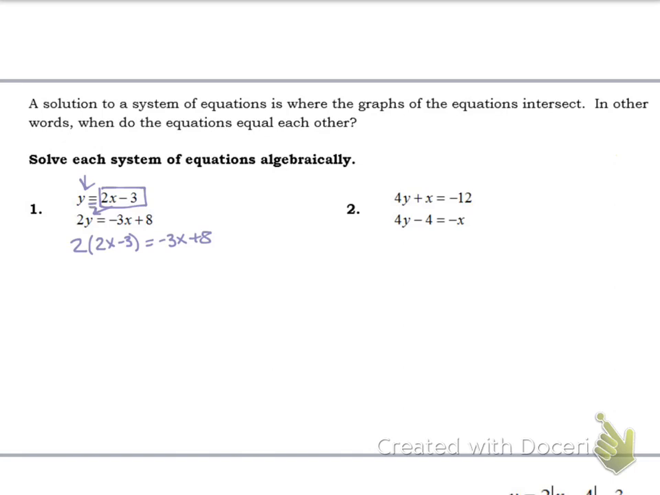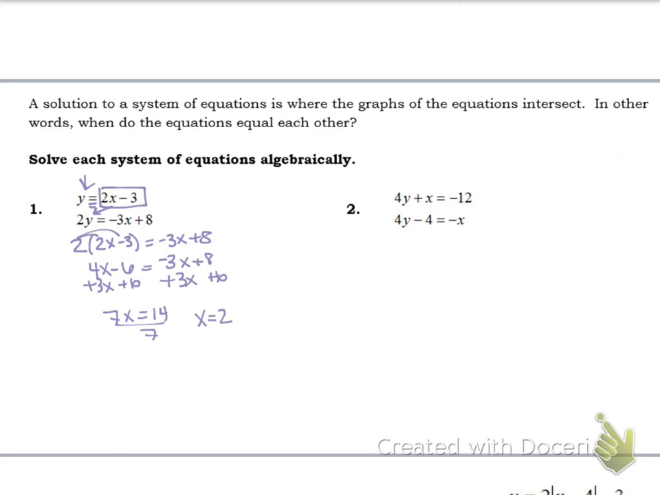Now, since it's all in terms of x, I can solve it. So I'm going to distribute here and get 4x minus 6. Okay, I'm going to add my 3x. In the same step, I could add 6 over to my other side. So I would get 7x equals 14. Divide by 7, x is equal to 2.